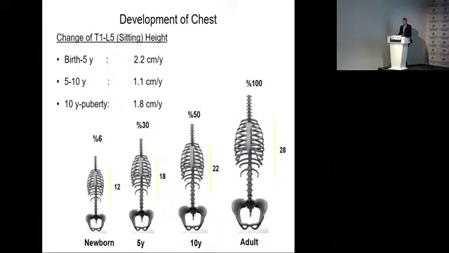You can see here a very well known diagram of chest development. As you can see, in the newborn it is almost 6% of the adult, the chest development already exists, and then at 5 years old it is 30%, and at 10 years of age it is 50%. And this is the adult, the 100%. This diagram also shows you the sitting height change, that means the T1 to L5 change during our development, which is very important. That's why we need some kind of growth guidance in early onset problems.